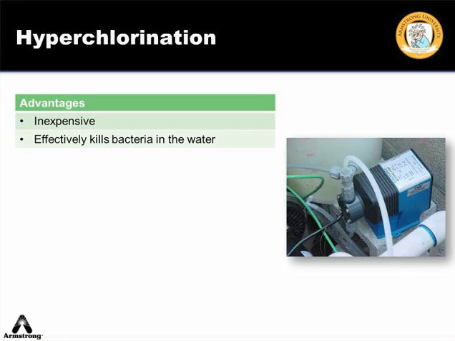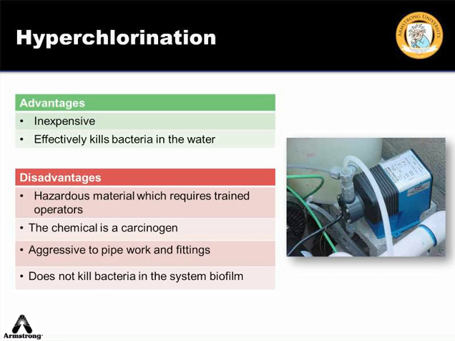Advantages of hyperchlorination are it's inexpensive and it effectively kills bacteria in the water. The disadvantages are it uses hazardous material which requires trained operators. The chemical is a carcinogen. It's aggressive to pipework and fittings, and it does not kill bacteria in the system biofilm.